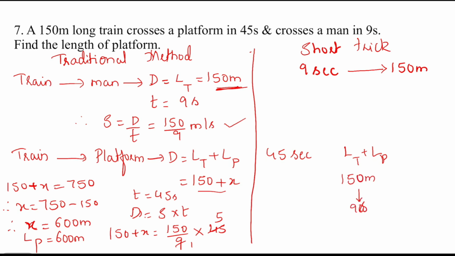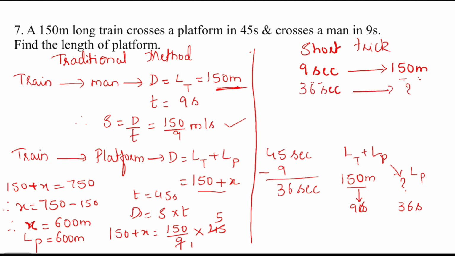We know the length of the train is 150 meters, and that for 150 meters it takes 9 seconds. So the remaining seconds it will take to cross the length of the platform. What are the remaining seconds? 45 minus 9 is 36 seconds. So it takes 9 seconds to cross 150 meters, and the remaining 36 seconds it will take to cross the length of the platform. Therefore 36 seconds it will take to cross the platform.